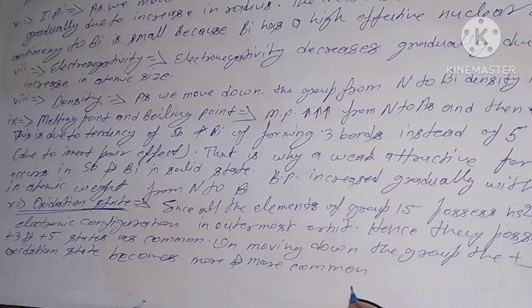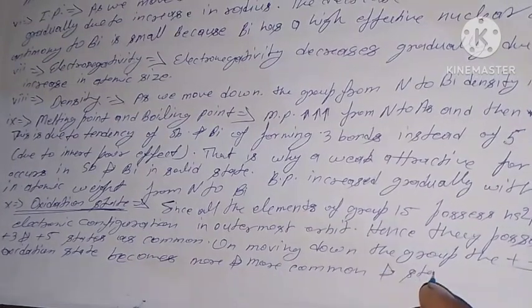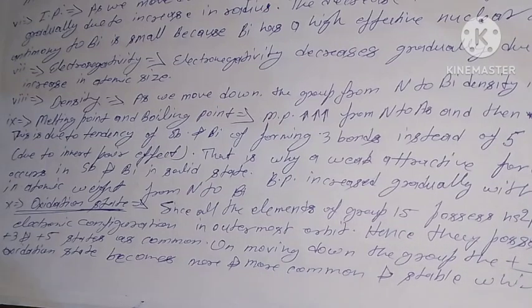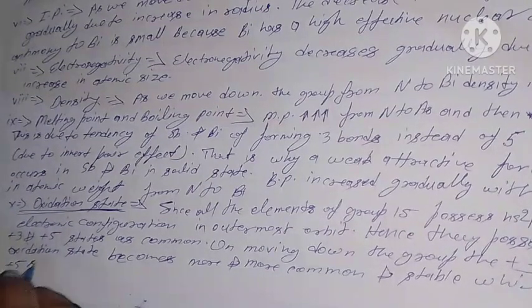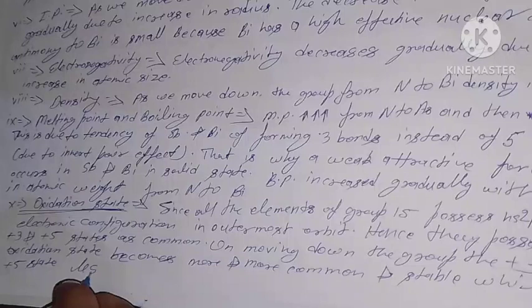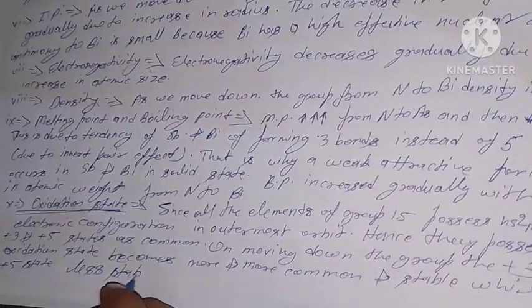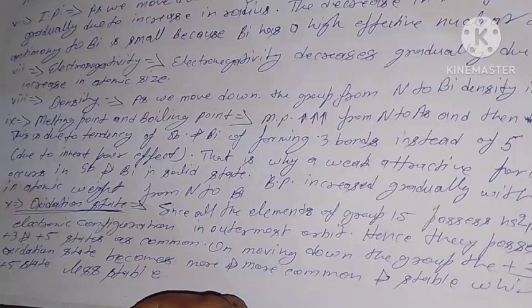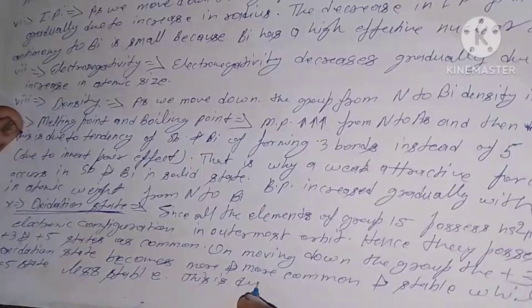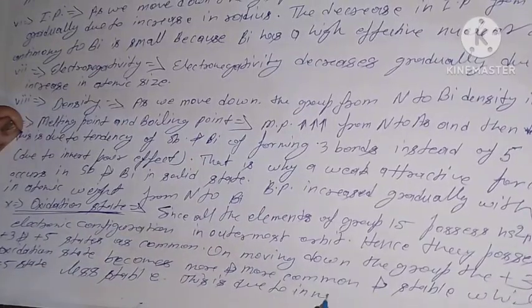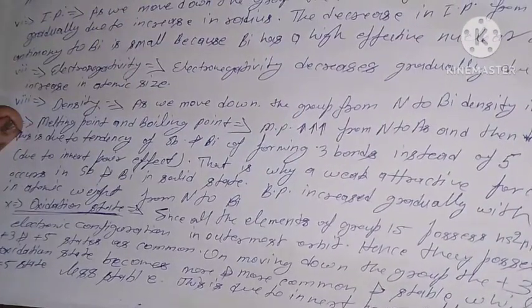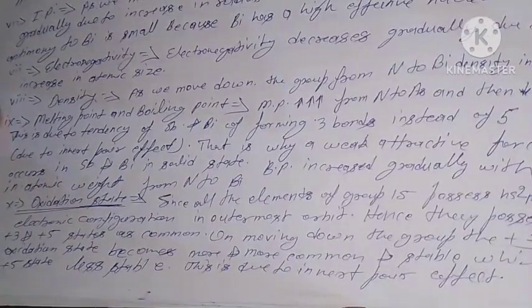And stable, while the +5 state is less stable. This is due to the inert pair effect.